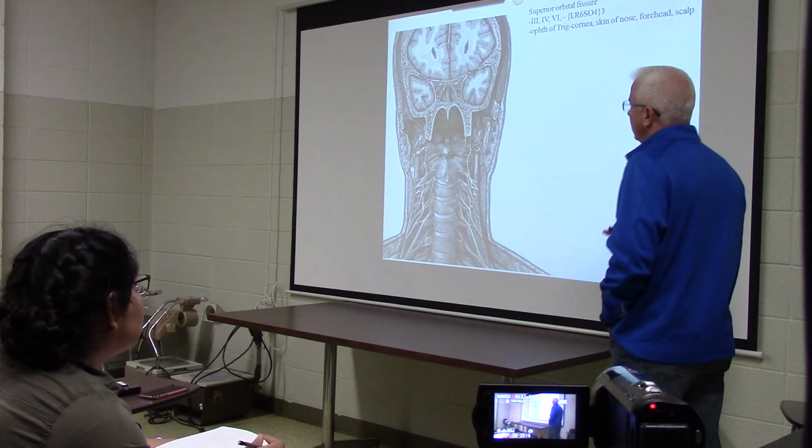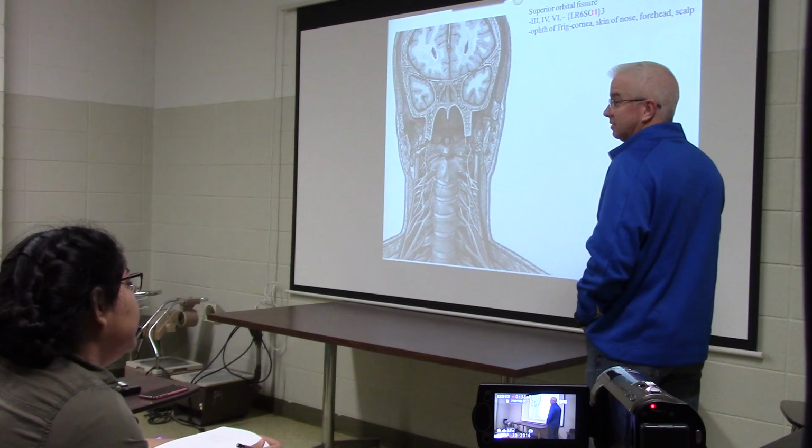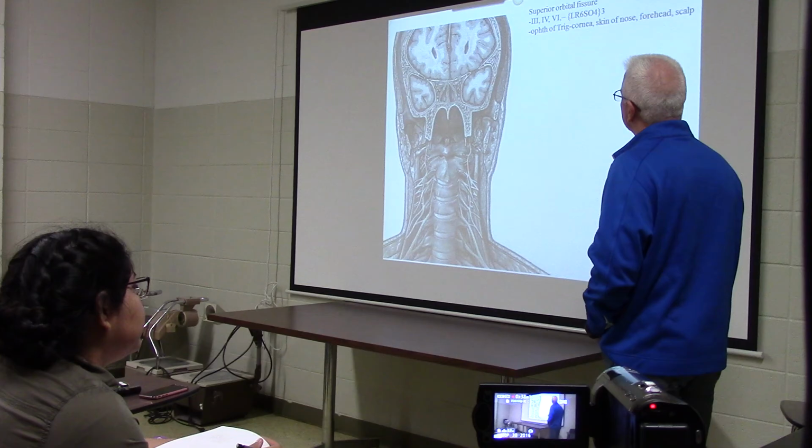The other hole here is the superior orbital fissure. Passing through it are three, four, and six. Yeah, so that gets that. And then you said this, the ophthalmic branch of the trigeminal, supplying the cornea, the skin of the nose, and the forehead, sensory information. Okay, so that reminded you of it.